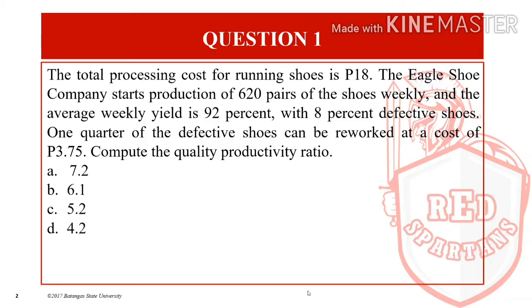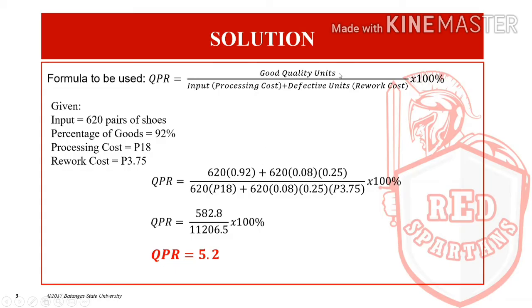For this problem, the formula for QPR is equal to good quality units over input times processing cost plus defective units times rework cost, times 100%. Looking at our sample problem, the input is 620 pairs of shoes. We have a percentage of good of 92%, where the percentage of defective is 8%. Then the processing cost is 18 pesos, and the rework cost is 3.75 pesos. Of the 8% defective, only 1/4 can be reworked, meaning 1/4 is equal to 0.25.